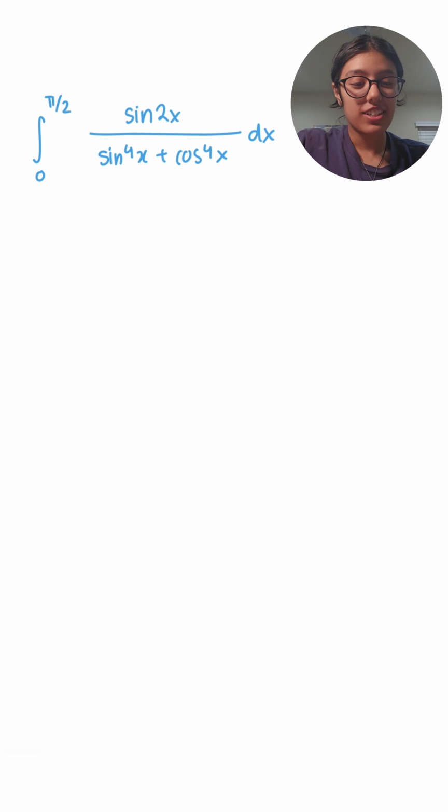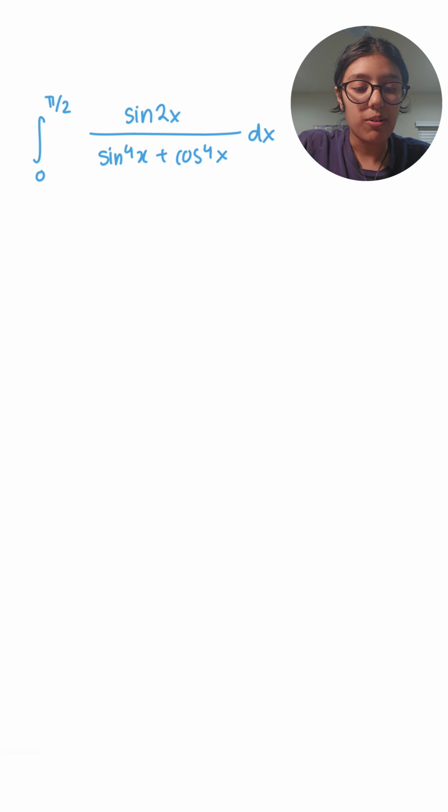Hey guys, Sukanya here. Today we're going to be taking a look at this integral: the integral from 0 to pi over 2 of sine 2x over sine to the power 4x plus cos to the power 4x dx. And in this problem, we are going to be using u substitution as well as a few trigonometric identities.